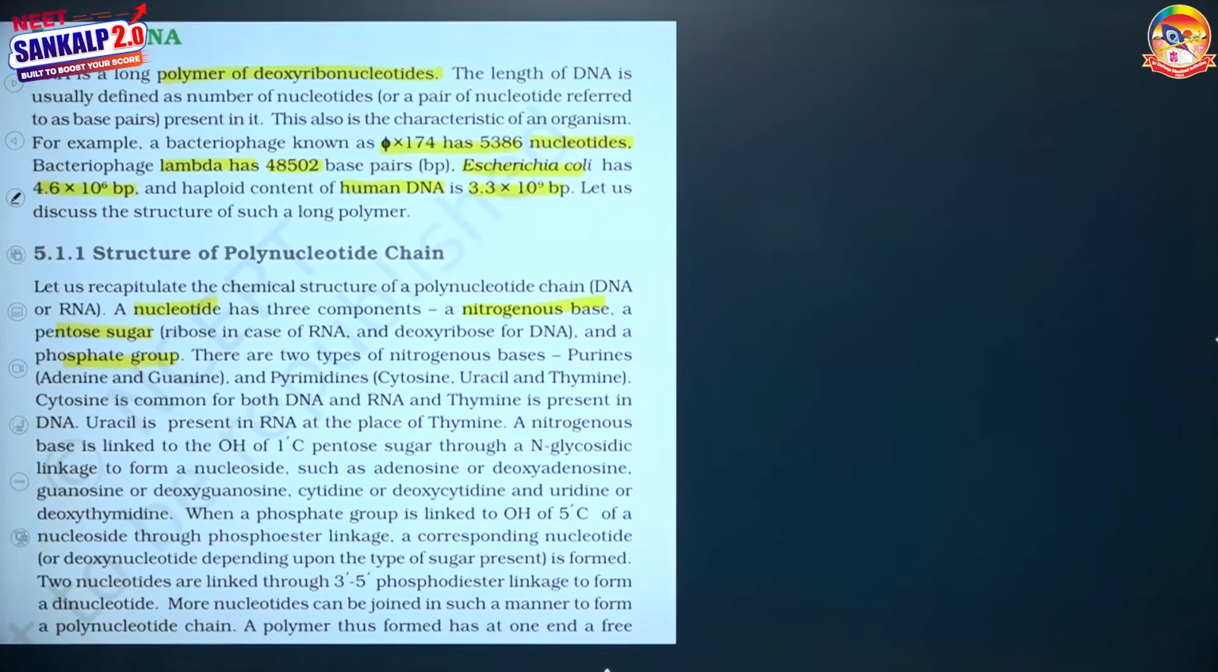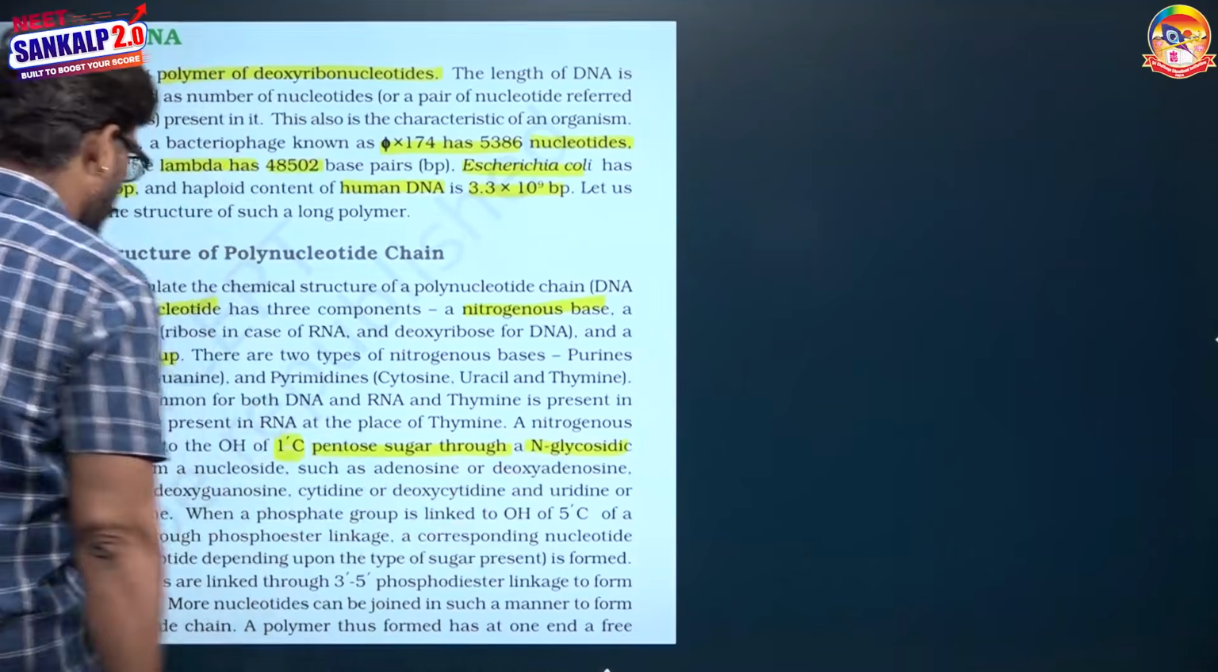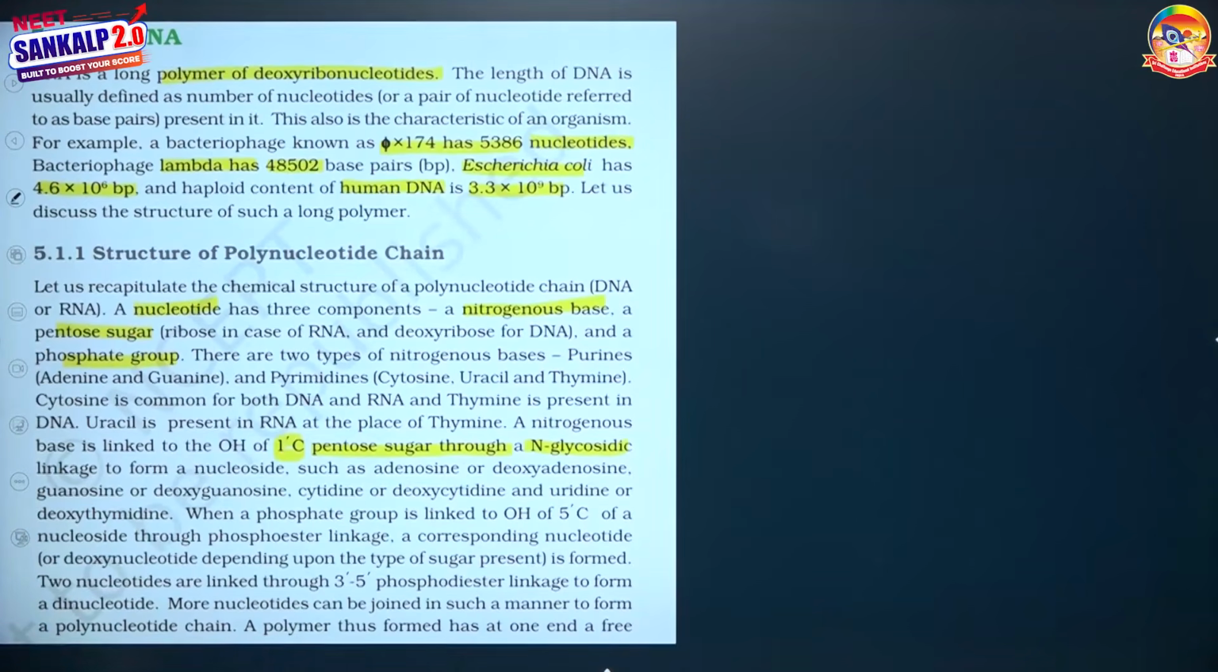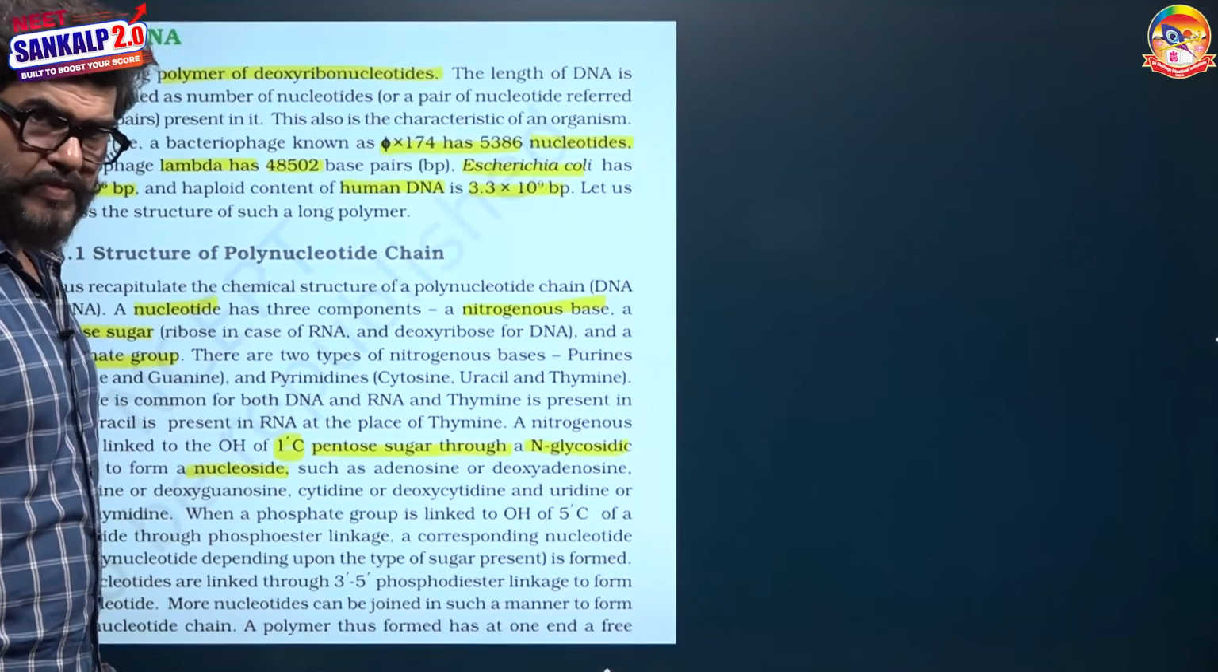Cytosine is the common pyrimidine in both DNA and RNA, while between uracil and thymine, we must be aware that uracil is present in RNA and thymine is present in DNA. The nitrogen base gets attached to the first carbon of the pentose sugar through an N-glycosidic bond, and the resultant structure is known as a nucleoside, such as adenosine, guanosine, cytidine, thymidine, uridine.